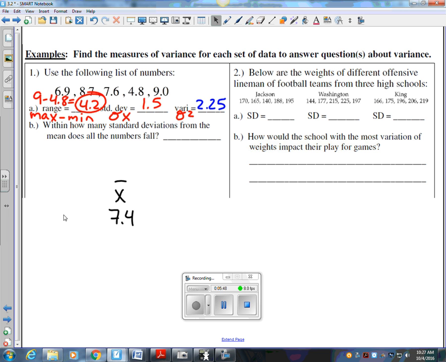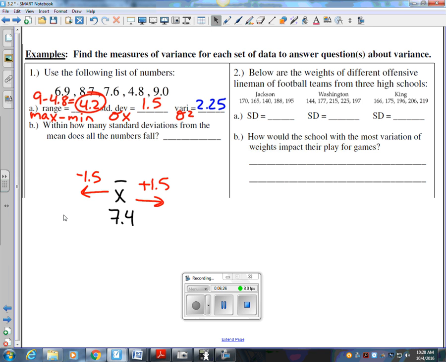Okay, so that is the mean. So I'm going to do my work right here underneath. And I have to go within how many standard deviations from the mean? So let's go one standard deviation. Here's what I mean by that. You're going to take 1.5 and add it in this direction. What do you think you might do in this direction? Subtract it. So take your mean, 7.4, and we're going to add one standard deviation, which is 1.5.